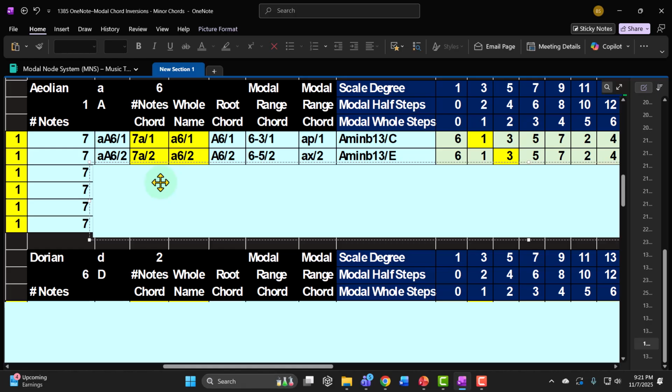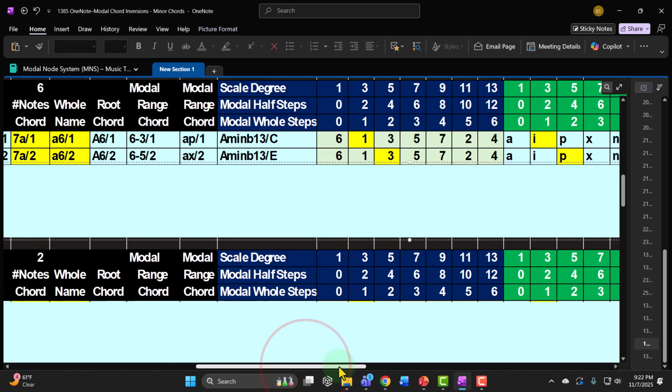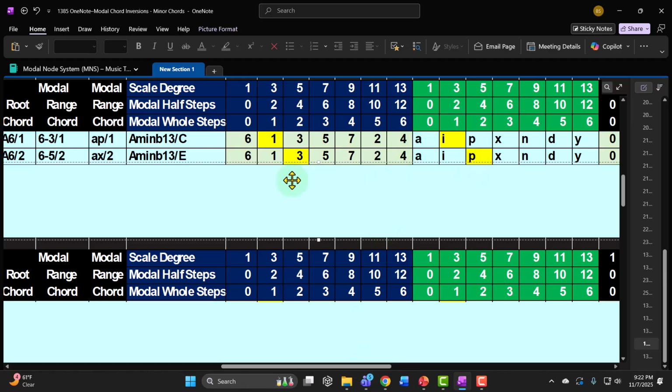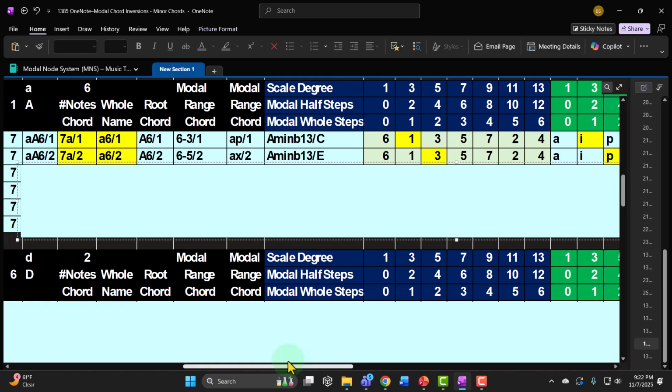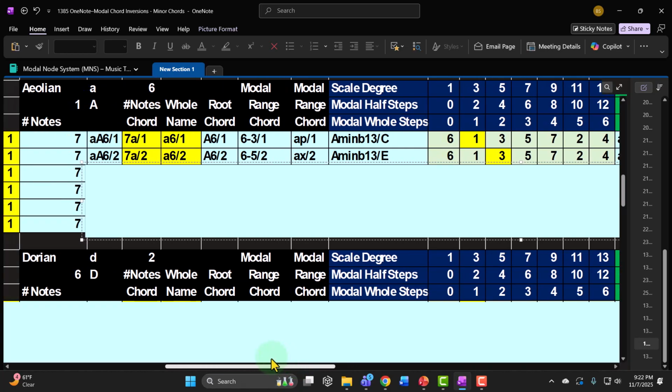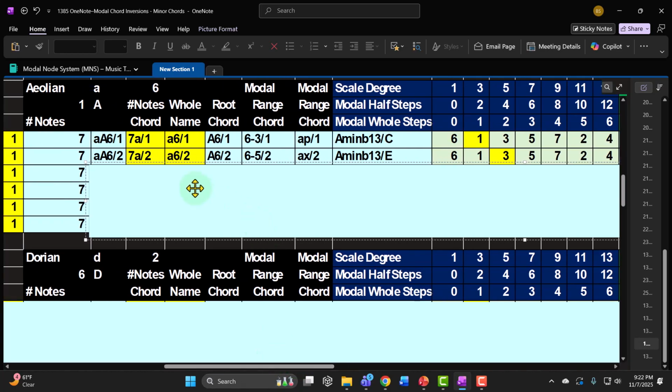It would be a 7A/2 or an A6/2, which stands for a 7-note Aeolian chord second inversion. The second inversion here stands for 2 modal whole steps up, meaning you're on the root, you go 2 modal whole steps up, which would be going from Aeolian to Phrygian, 6 to 3, and then you make the Phrygian the lowest note. That would be the point of inversion. So you could also call it an Aeolian 6 modal whole step distance term second inversion.